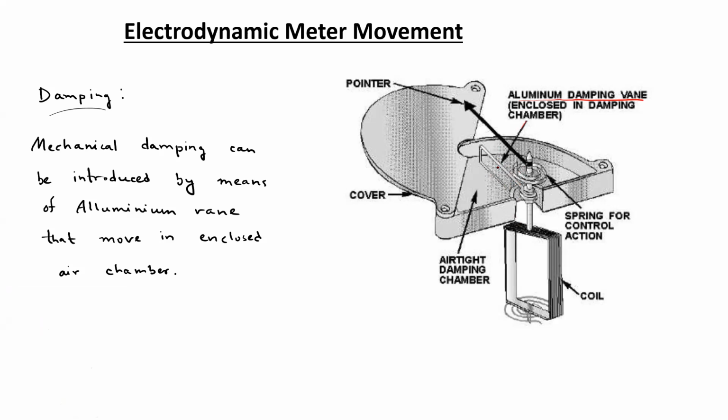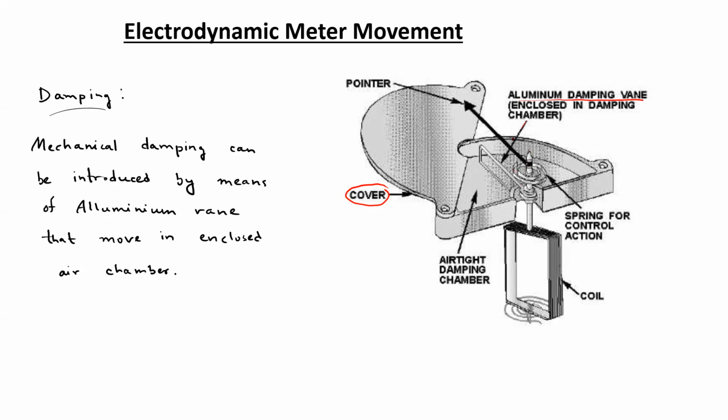Now, this aluminum vane is placed inside an airtight damping chamber. This chamber contains some air enclosed inside it, and it is sealed with a top covering, so that the air is sustained inside the chamber. Now, this produces air chamber damping.